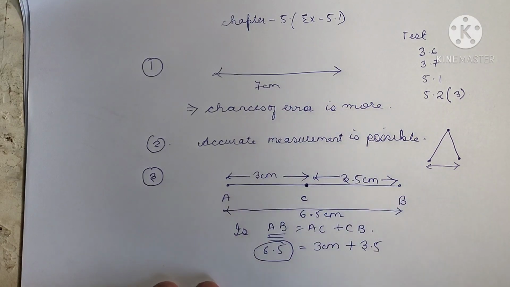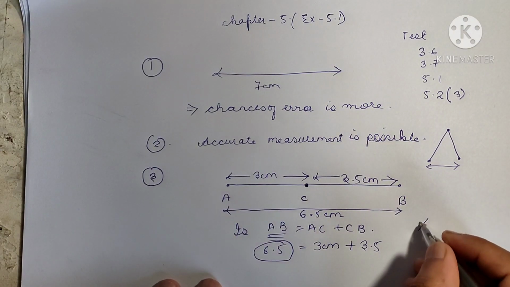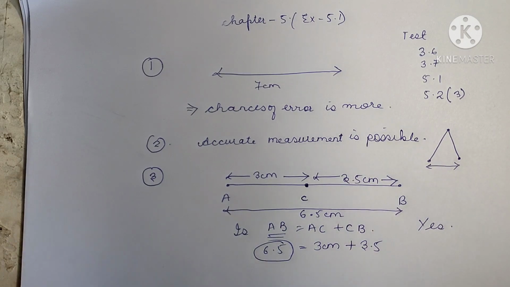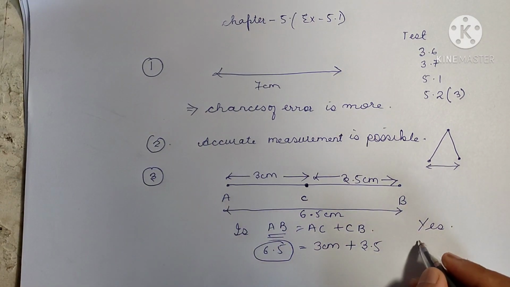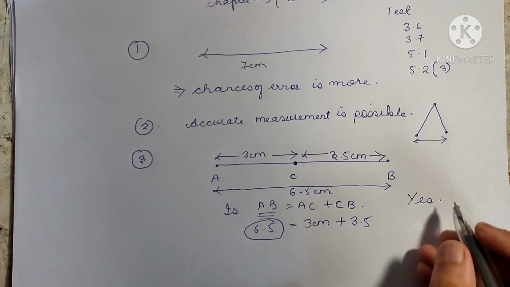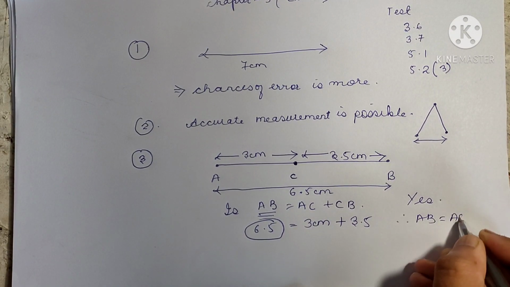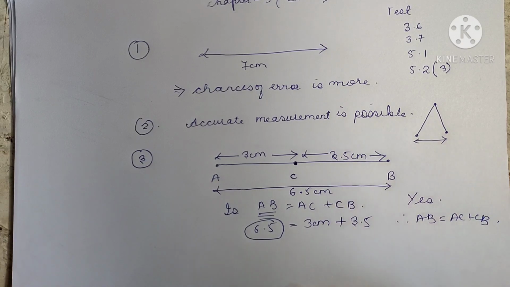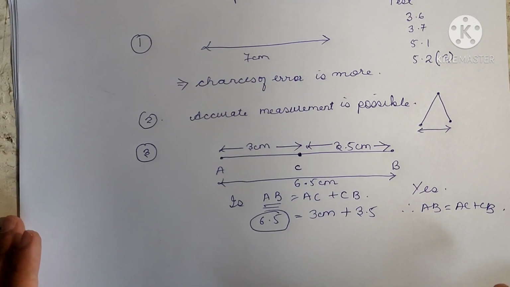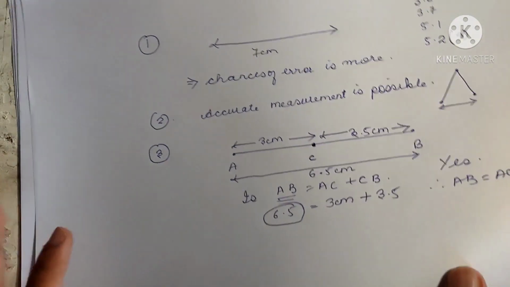Okay, so in this way you will write, and you will just write yes, because it is equal. After that you can write therefore AB equal to AC plus CB. Okay, you write like this in your notebook. And then let's go for number 4.